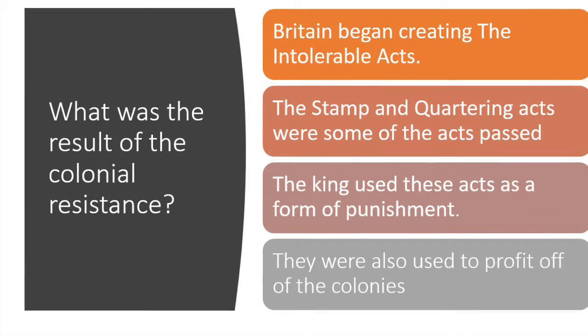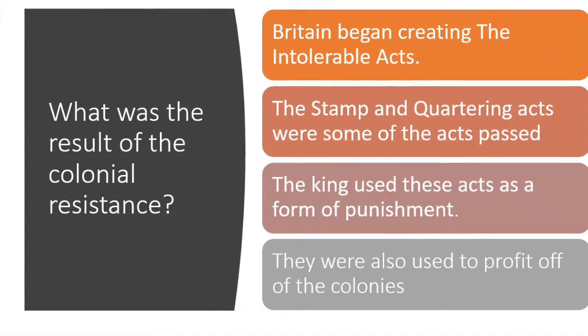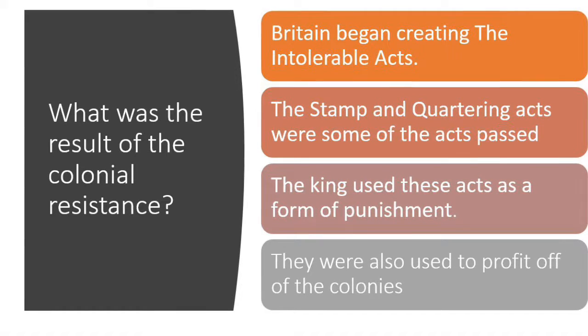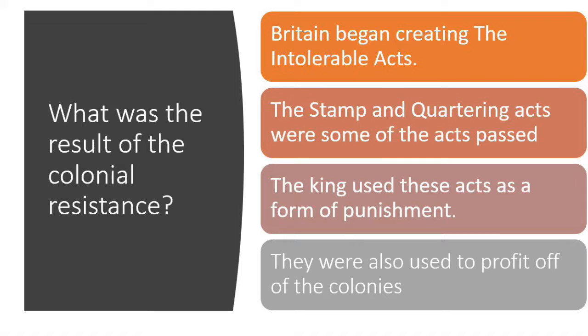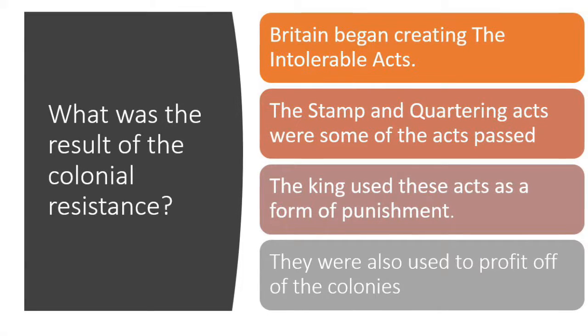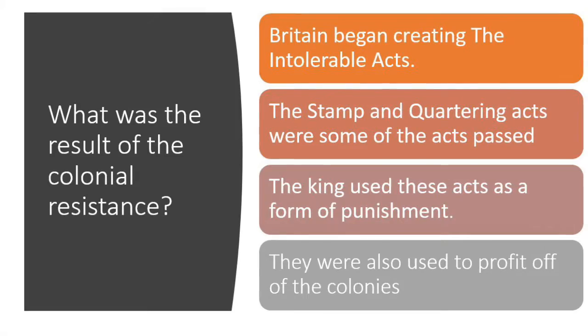What was the result of the colonial resistance? Britain began creating the Intolerable Acts. The Stamp and Quartering Acts were some of the acts passed. The king used these acts as a form of punishment. They were also used to profit off the colonies.